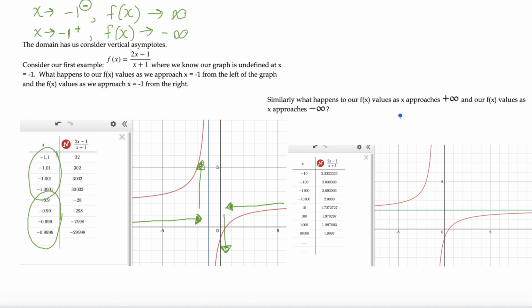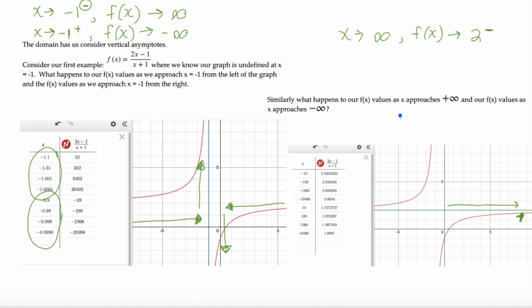So let's start with positive infinity. As x is approaching positive infinity, so as x is going to the right forever and ever, notice our graph is getting closer and closer to 2. That tells us that as x is approaching positive infinity, our function values are approaching 2 from underneath of it. So that negative means I am approaching it from underneath that asymptote.